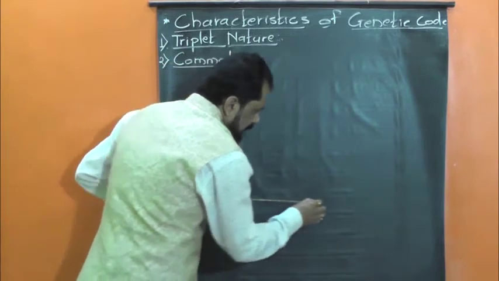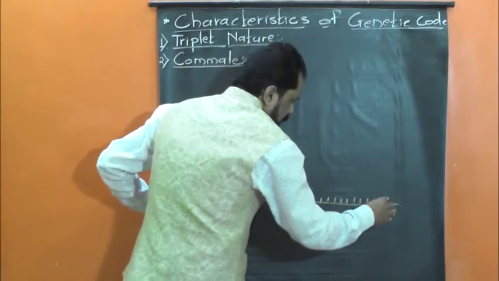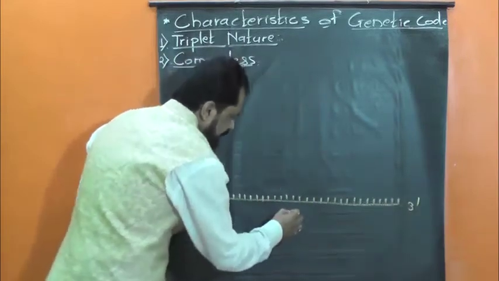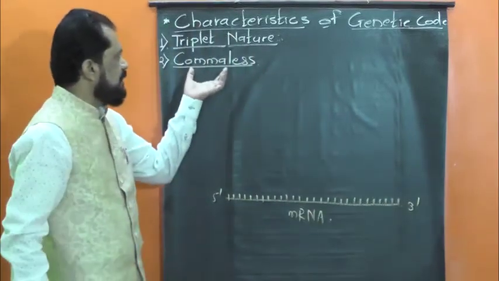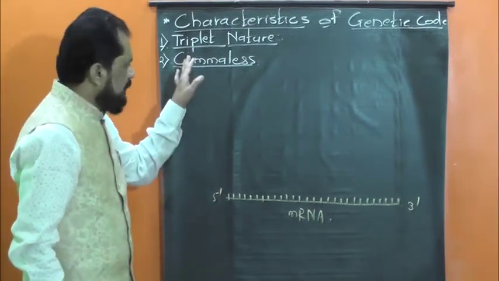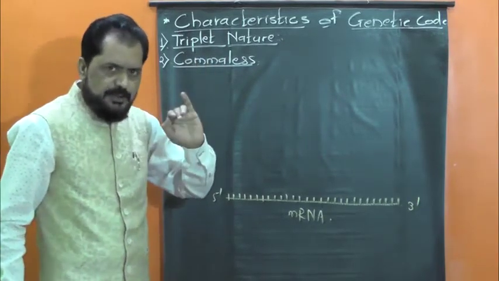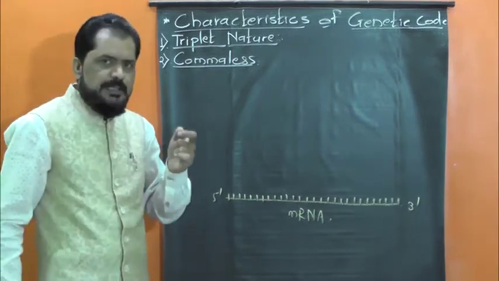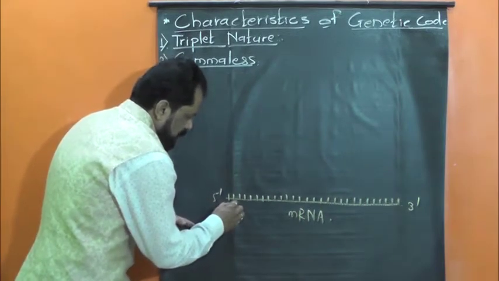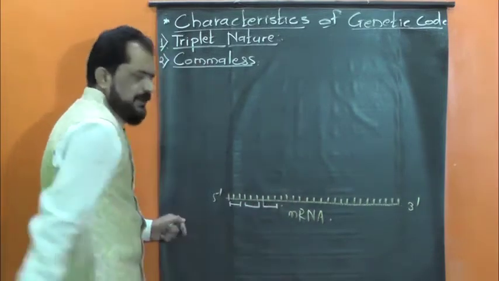Consider, as usual, a messenger RNA with a sequence of nucleotides, 5' end, 3' end. Now let us talk about the second characteristic. First characteristic, I have already told you that the codon or genetic code always shows triplet nature. It means the codon is formed of a sequence of three successive nitrogen bases. So here is the first codon, second codon, third codon, in this manner.